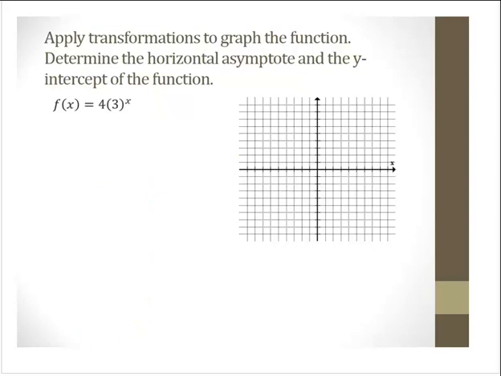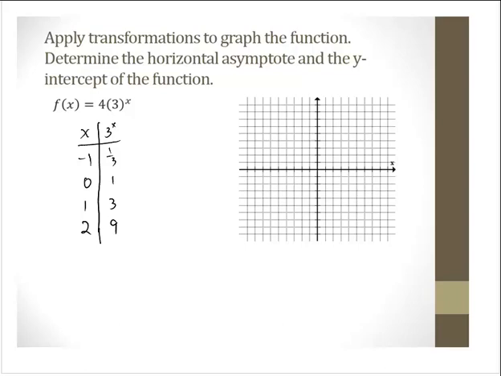All right, one more transformations. f of x is 4 times 3 to the x. Let's start with our base, which is 3 to the x. So x versus 3 to the x: negative 1, 0, 1, and 2. That would give me 1/3, 1, 3, and 9.